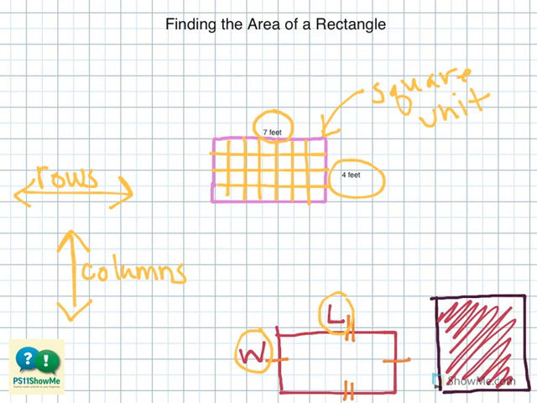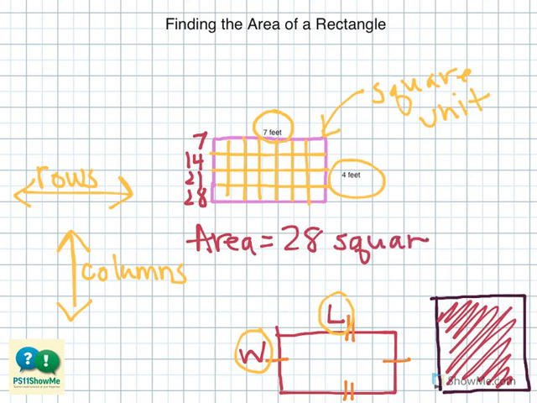skip counting. So I'm going to use skip counting by counting each row. And remember, there's 7 square units in each row. So I have 7, 14, 21, and 28. Now that I've skip counted, I know that the area of this rectangle is 28 square units, or square feet.